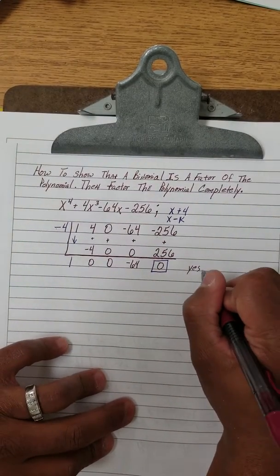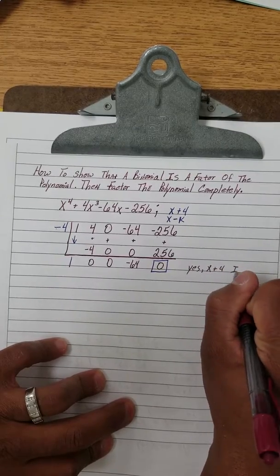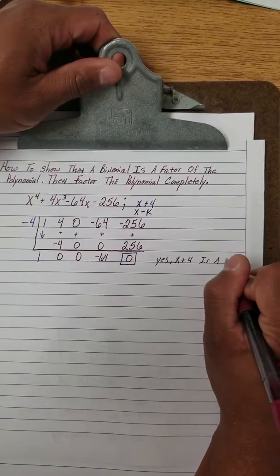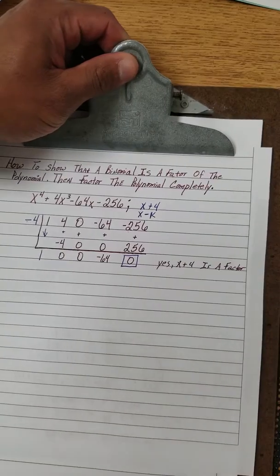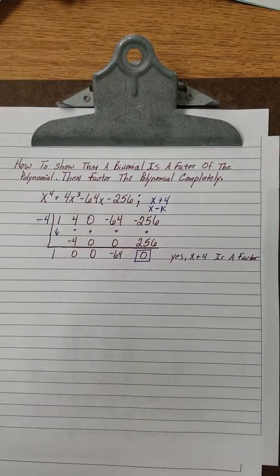We would say yes, x plus 4 is a factor. Now that we determined that it is a factor, we must now go and factor out our polynomial.